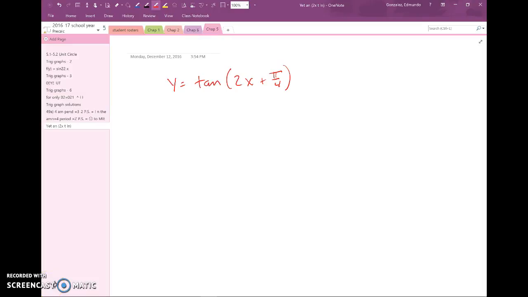Hi, men. I wanted to show you a new way to compute the phase shift. Hopefully this new method is more straightforward and easier for you.